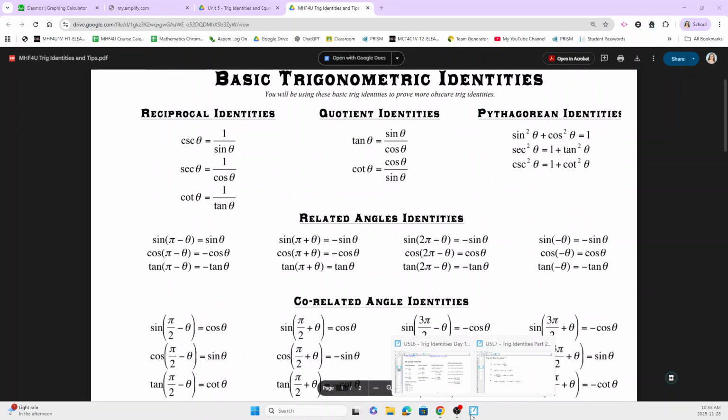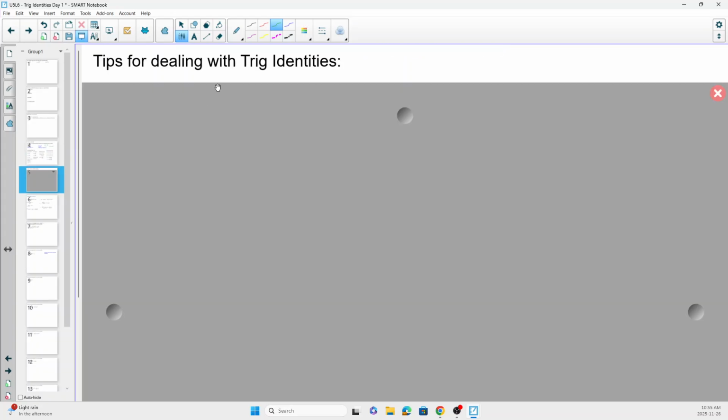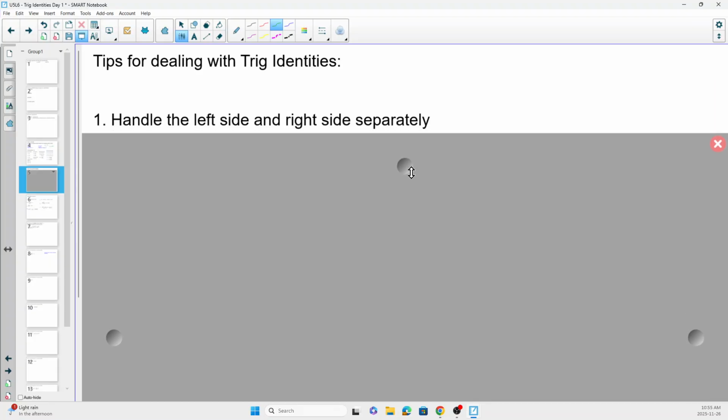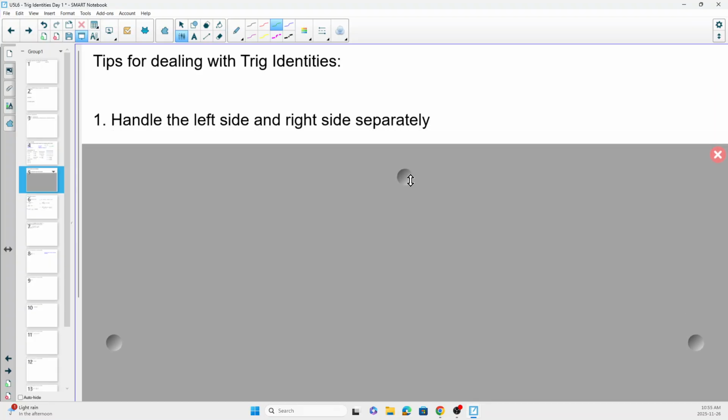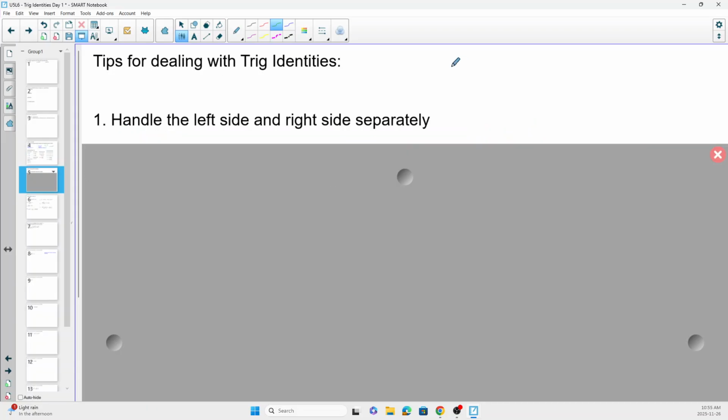All right, for this lesson, first let's go through some tips for dealing with identities. Number 1, handle the left side and the right side separately. We are never trying to move things. To give you an example of that, in the earlier example, 3x plus 2x equals 5x.